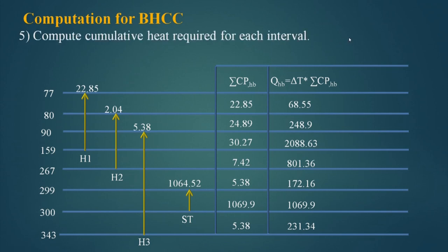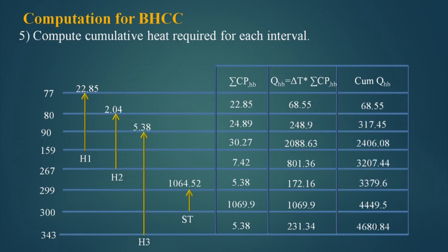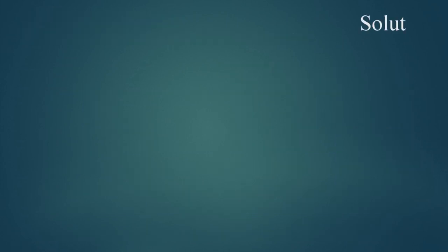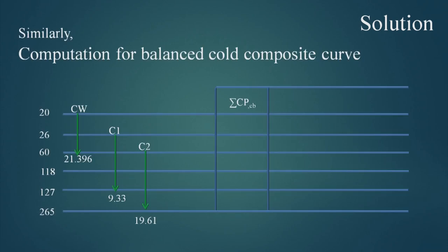Now, we plot the cumulative heat required for each interval. So, the first interval will be 68.55, the second interval will be this plus this, and for the third interval this will be this plus this plus this. So, we have filled up the cumulative heat required for each interval. Now, we will see how to compute the data for the balanced cold composite curve.